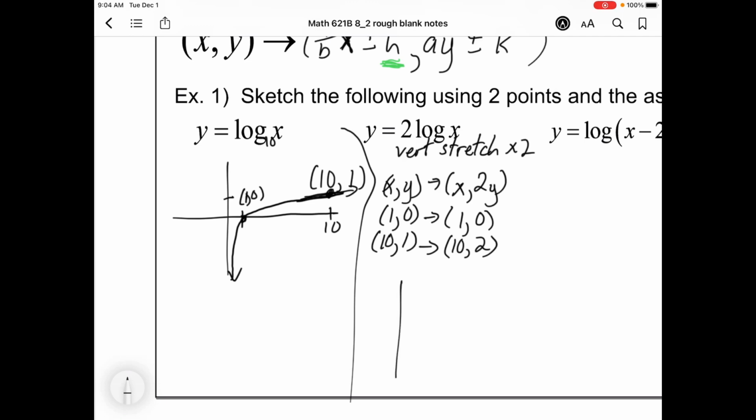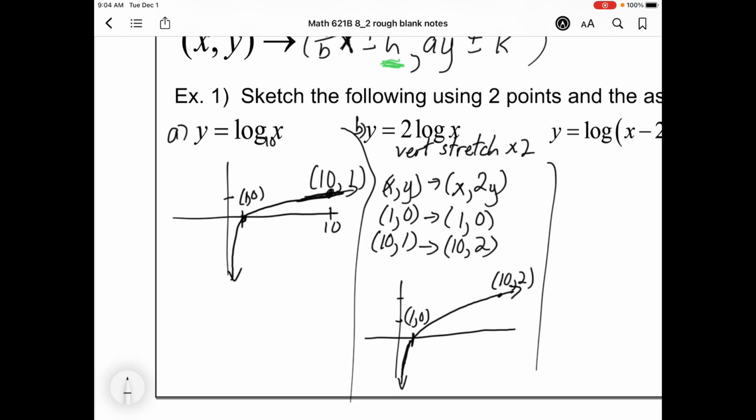Now let's make a graph. So again, I have (1, 0). And somewhere out here, I have (10, 2). Okay. So this one's just been stretched up, and we'll just connect them up. Still has that vertical asymptote. So the only difference between the first one, which we might call A here, and the second one, B, is that it's twice as tall.